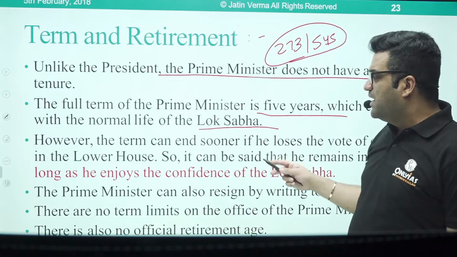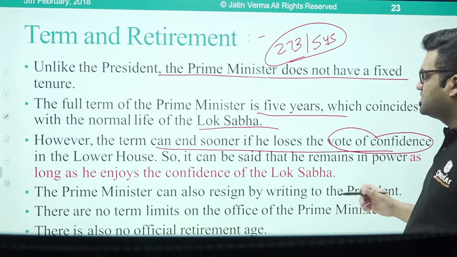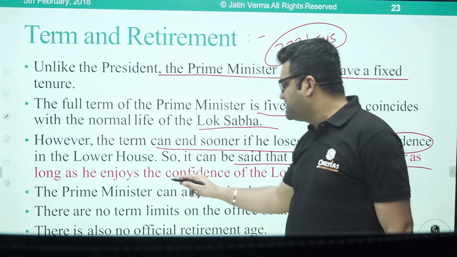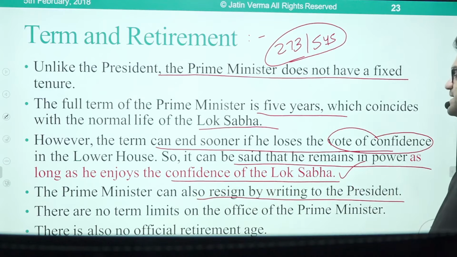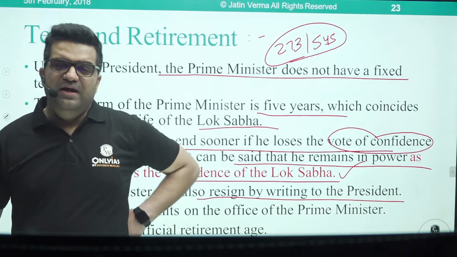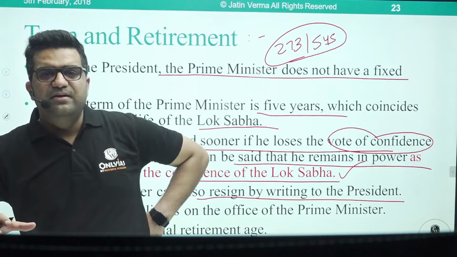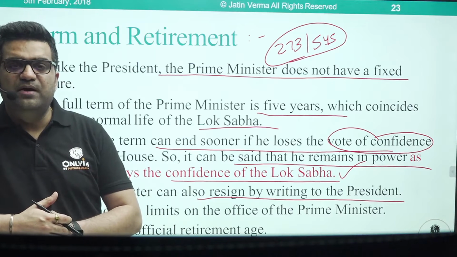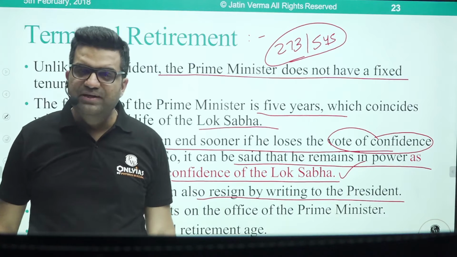So here it is. Now, however, the term can end sooner if he loses the vote of confidence in the lower house. So it can be said that he remains in power as long as he enjoys the confidence of Lok Sabha. The Prime Minister can also resign by writing to the President. See, what happens is, if the outgoing ministry, Prime Minister plus the Council of Ministers, advises the President to dissolve the Lok Sabha, should the President go by the advice of the outgoing Council of Ministers, outgoing cabinet?